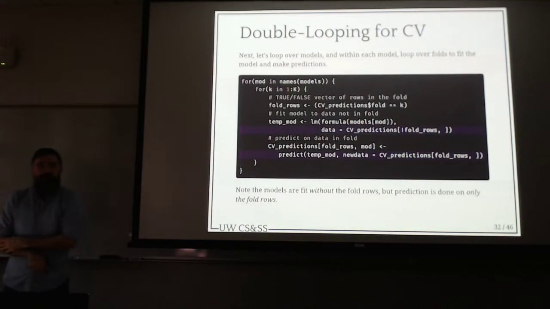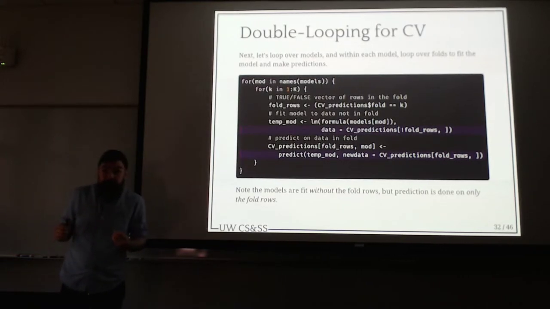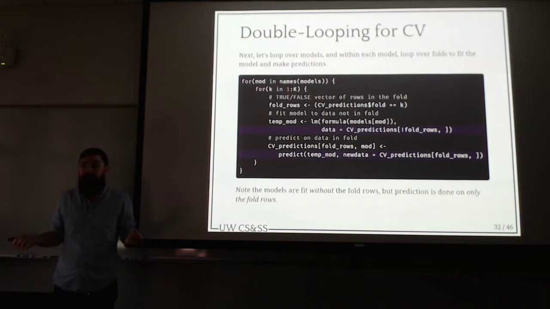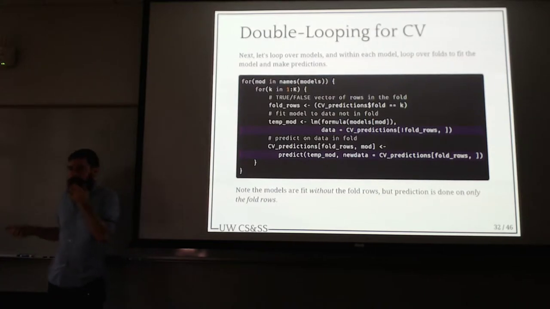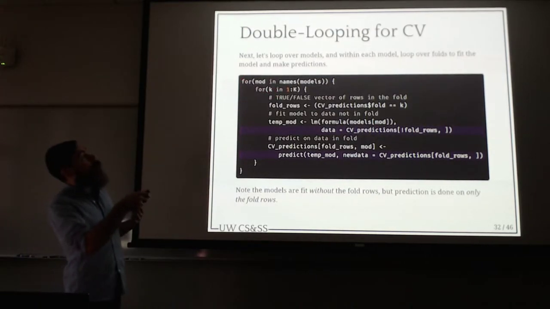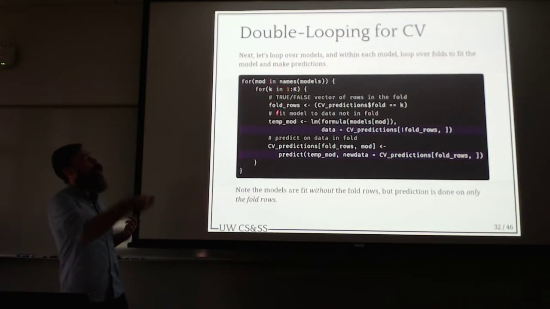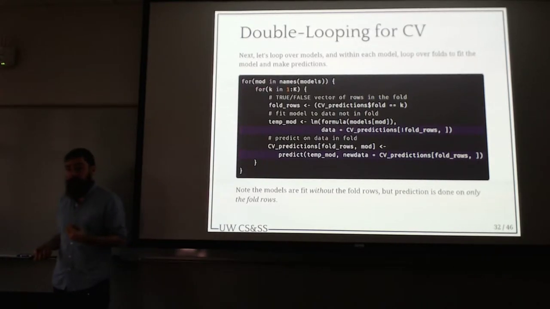To do this, we're going to loop inside of another loop. This is called nested looping. It's really common. In fact, every electronic device around you has many loops going on inside of other loops continually. Putting loops inside of each other is perfectly fine. So what we're going to do is loop over the models, and then within each model, we're going to loop over all the folds in the data and make a bunch of predictions.